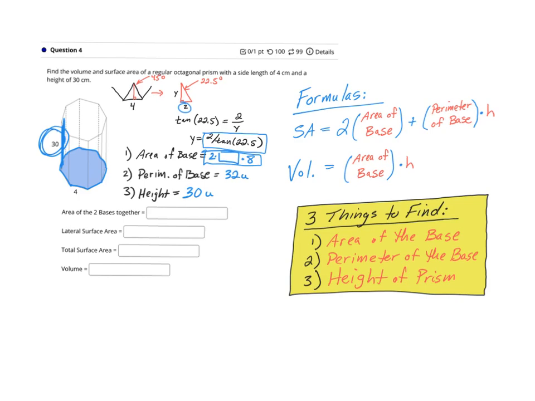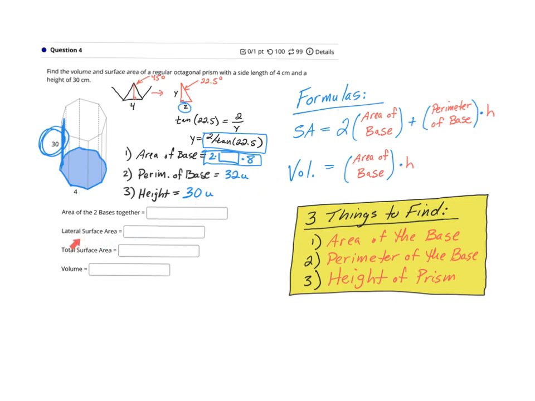Now, to finish this question, when I ask you to find the surface area, you're going to take 2 times the area of your base. That's this guy right here in the rectangle. And then plus the perimeter of your base, this number right here, times the height. Now I've got my surface area. For the volume, take the area of your base, which is this right here, times the height, and you have your volume.